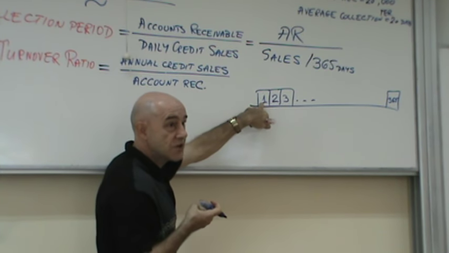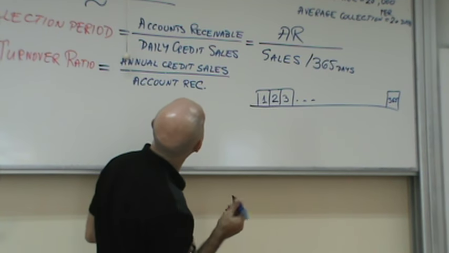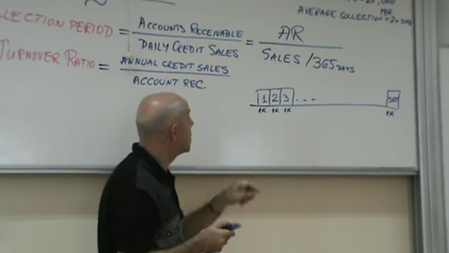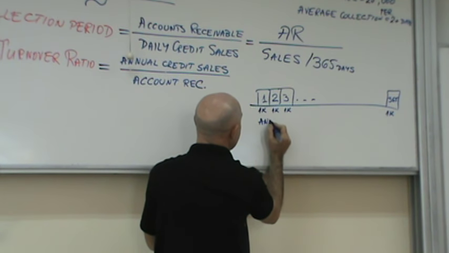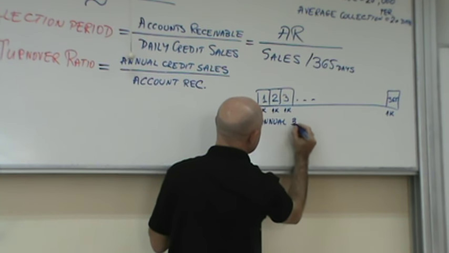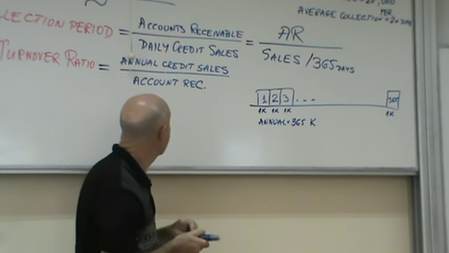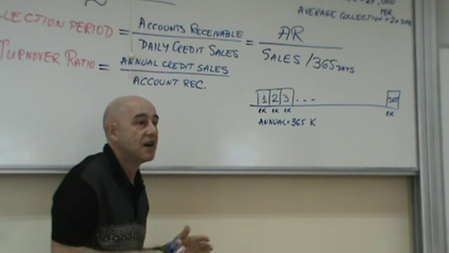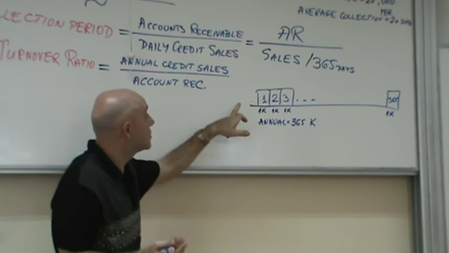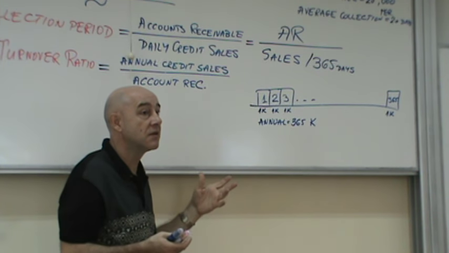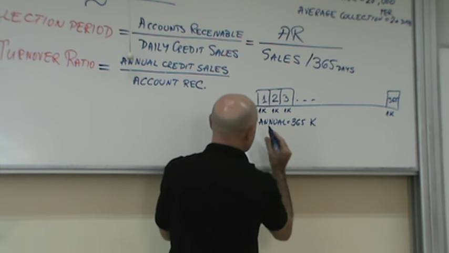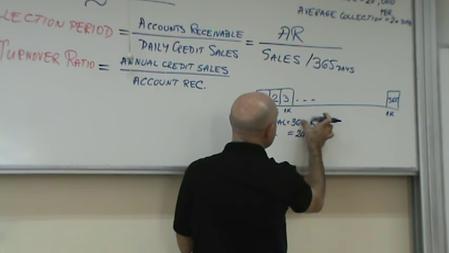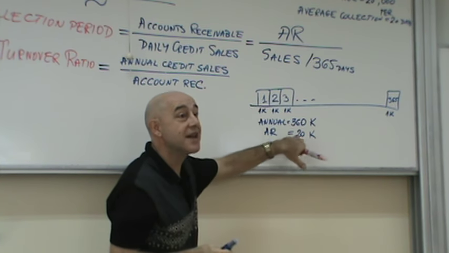First day, you sell on credit 1,000. 1K, 1K, 1K, 1K. So the total annual is 365,000. And now, account receivable. Well, how much is account receivable? If they pay you in, let's say, 20 days, the account receivable is 20,000. Now, ignore here the 365, let's just make it 360 because I can easily divide the numbers.